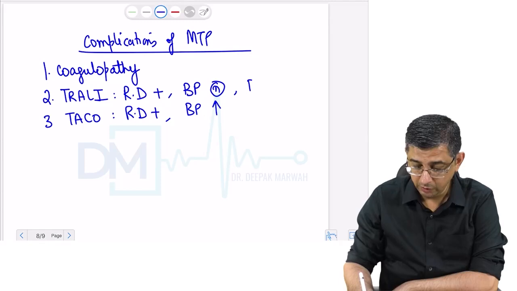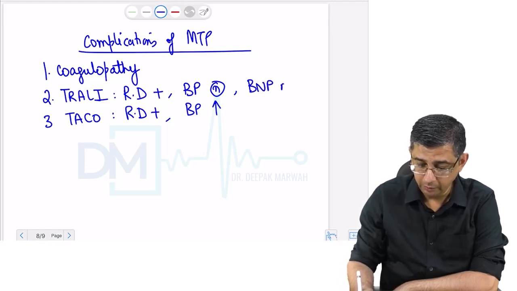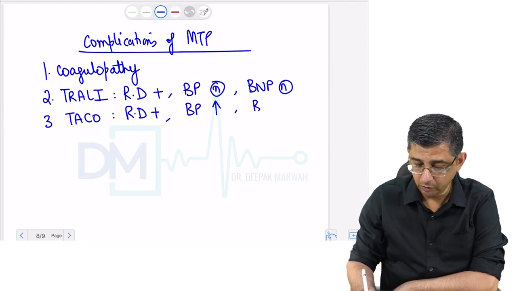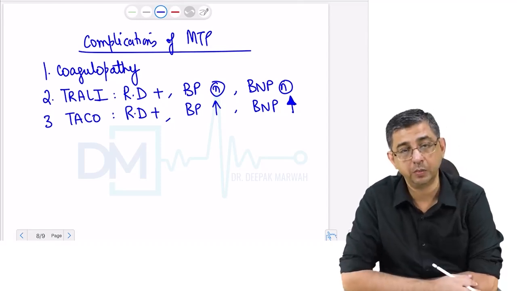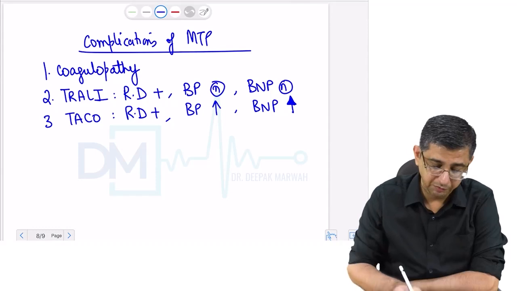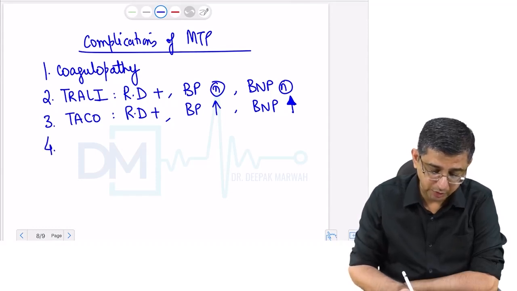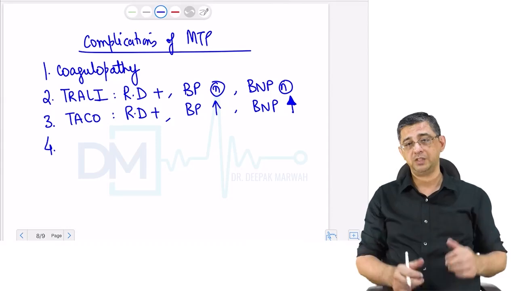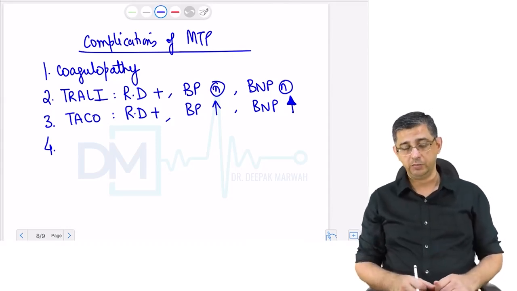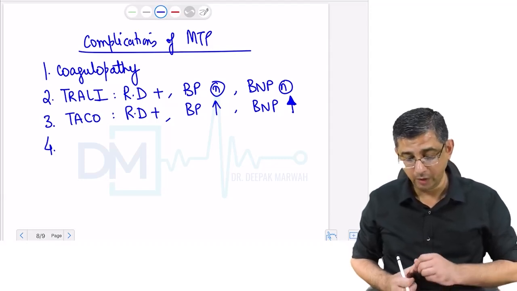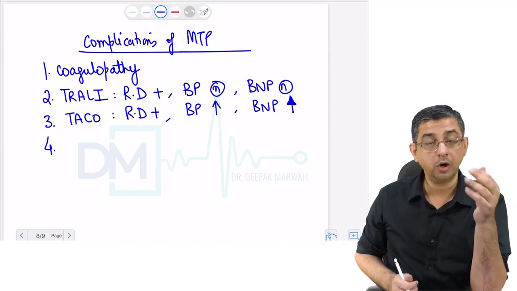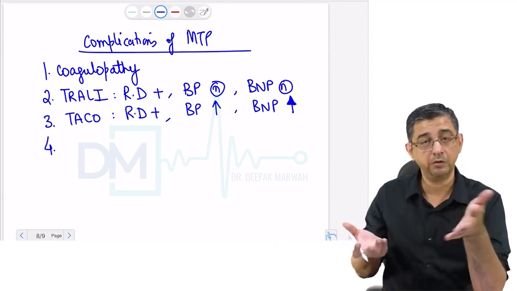In TRALI, the values of B-type natriuretic peptide will be normal, but BNP levels will always be increased in cardiogenic pulmonary edema, that is transfusion associated circulatory overload in the patient. So do remember the fact that TRALI and TACO are two reasons for respiratory distress after a massive transfusion protocol, and our objective is to clear the coagulopathy component in the patient. I'm not saying that coagulopathy will not be seen. Yeah, it can be seen, but our objective is to clear that.